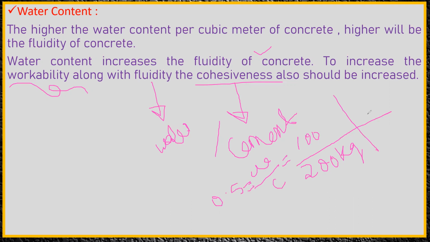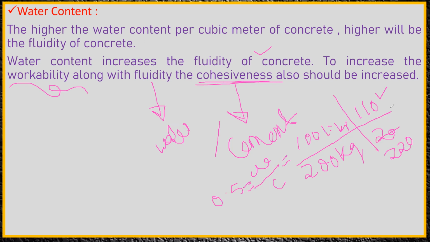So in the next mix, if I try to add more water, now instead of 100, let me add 110 liters of water. This is in liters and cement is taken in kg. So I'm increasing it by another 10 liters. Here I'm increasing only the fluidity. But if I want to increase the cohesiveness also, I have to increase the cement content also. So next time, instead of taking 200, I should take 220. Again, you do the water cement ratio, 110 divided by 220 comes out to be 0.5 only, no?